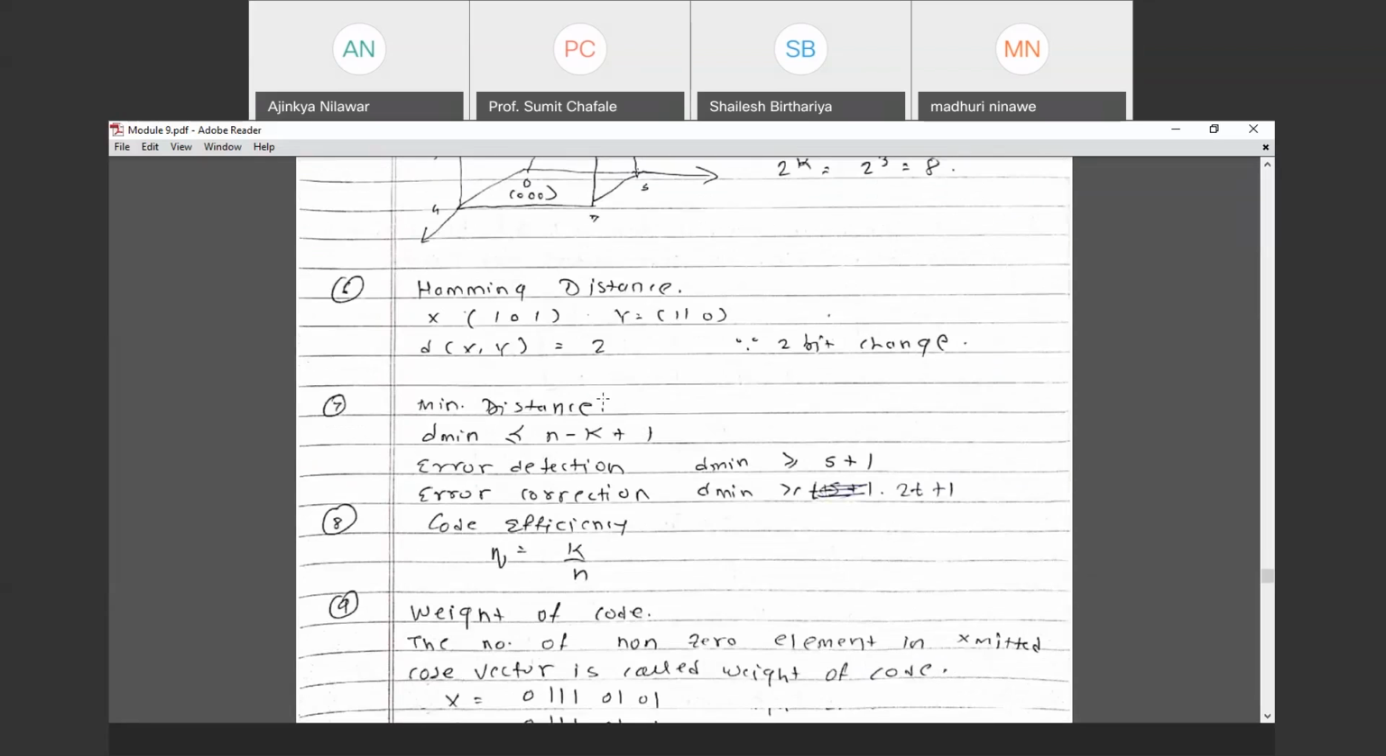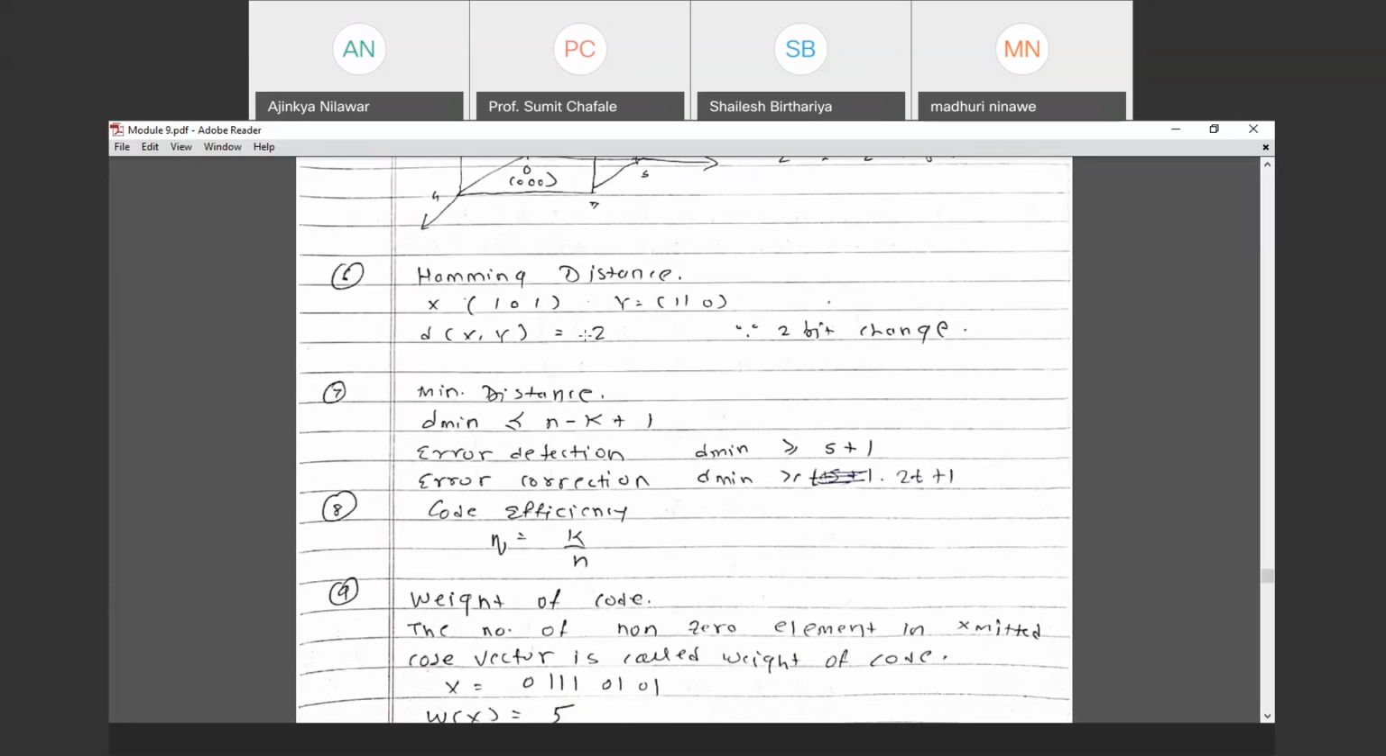Hamming distance is the difference between two words x and y. Here you see 101 and 110. The first bit is as it is, the second goes 0 to 1, and the third 1 to 0. So here it changes 2 bits, right?